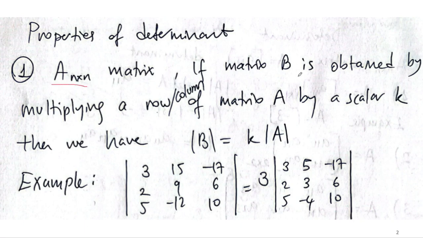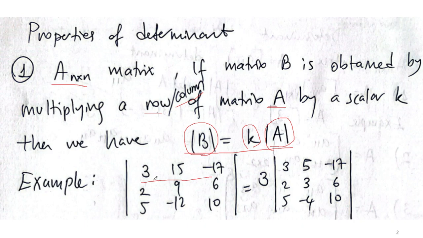If matrix B is obtained by multiplying a row or column of matrix A by a scalar k, then we have the following property: the determinant of B equals k, this is the scalar, times the determinant of A. For example, suppose we have this matrix given 3, 15, minus 17, and so on.